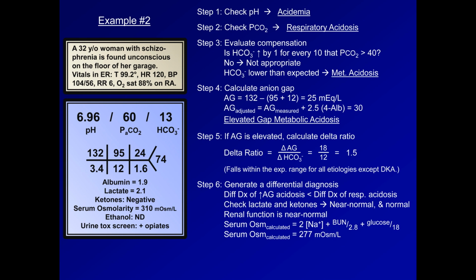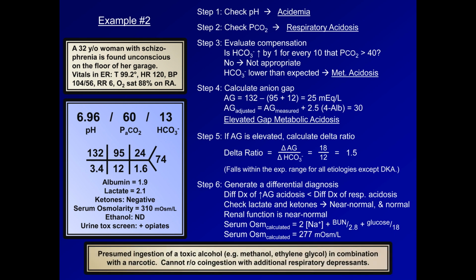Therefore, our final diagnosis is the presumed ingestion of a toxic alcohol in combination with a narcotic. At this time, one could not definitively rule out co-ingestion with additional respiratory depressants, since numerous other drugs cannot easily be tested for, such as antihistamines, antipsychotics, antidepressants, and muscle relaxants.